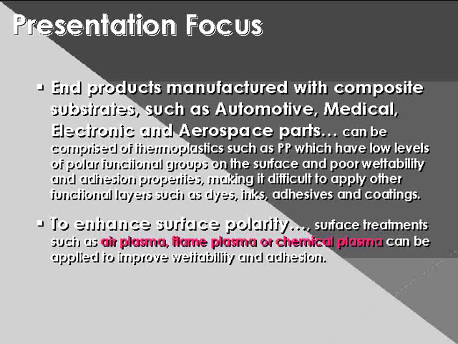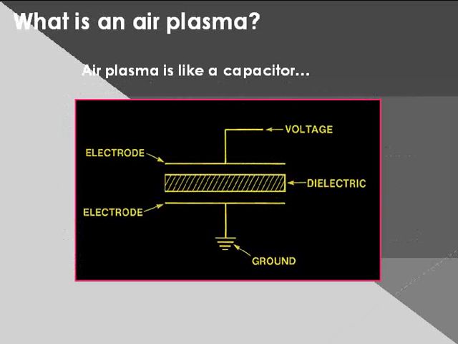One positive way of enhancing adhesion is to increase their surface polarities. And the easiest way to do that is to use what are called air plasmas, flame plasmas, or chemical plasmas, which are inline processes that can be applied to keep production rates high, but also to affect high polarity and other types of functional characteristics of the surface that will improve wettability and adhesion of those substrates.